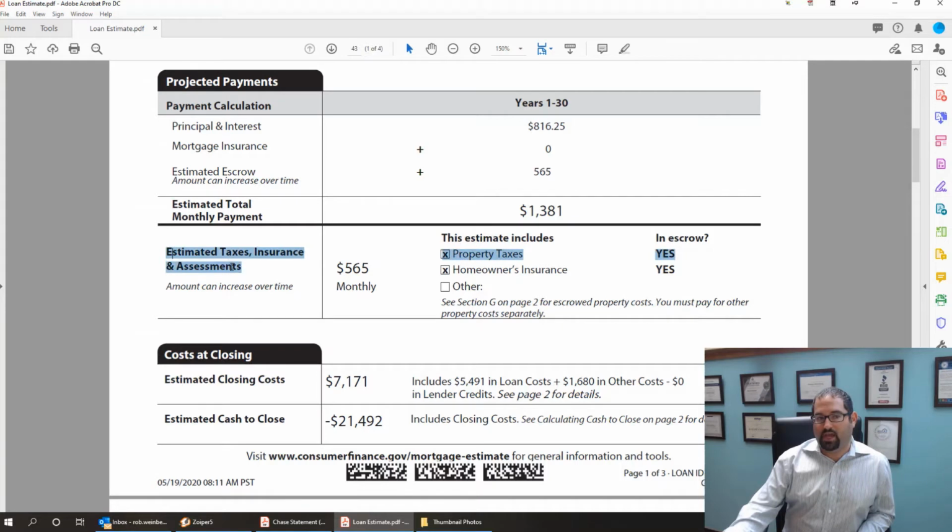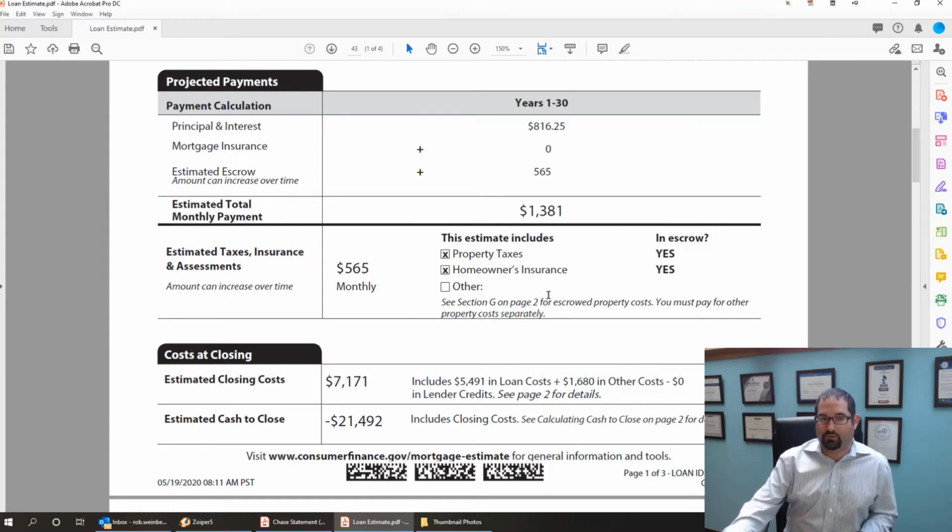Here, where it says estimated tax, insurance, and assessments, it's going to show you the breakdown of what's included. Okay, so if it only included taxes, then insurance here would say no. If it only includes insurance, then taxes would say no. In this example, it includes both taxes and insurance, so it says yes on both. If you're buying a condo or a property that has a homeowners association or HOA fee, then it will reflect in this total amount. Even though it's not included in your mortgage, it will reflect here. It'll say other homeowners association fee, and under in escrow, it will say no. I have never seen where you actually can escrow for the homeowners association fee.